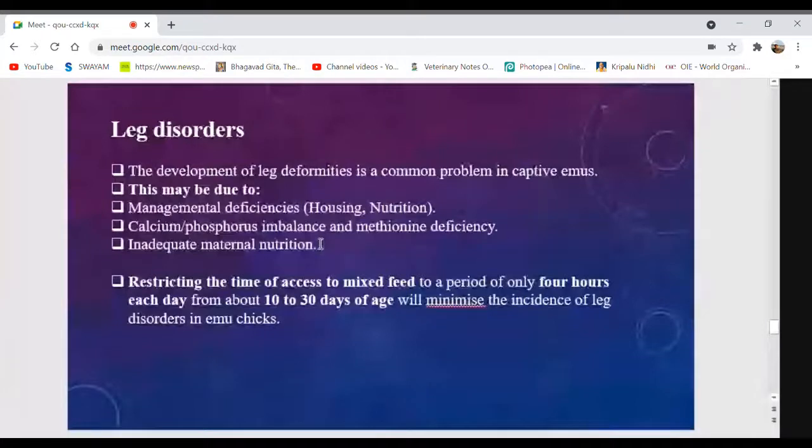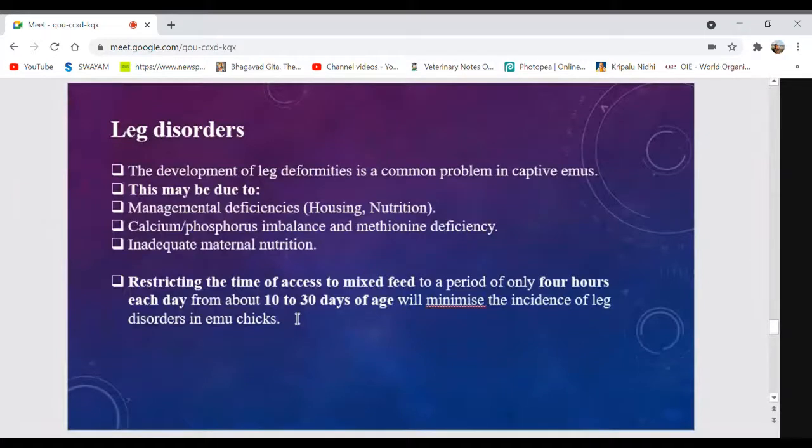Restricting the time of access to mixed feed to a period of only 4 hours each day, from about 10 to 30 days of age, will minimize the incidence of leg disorder in emu birds. That means when you restrict their feed, growth will be restricted, and thereby body weight gain will be less, and leg disorders may be minimized. Like legs, you have seen in the picture, their height is more. So if bones are not very strong, definitely there will be leg disorders.